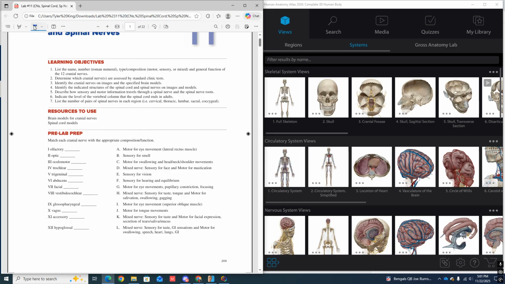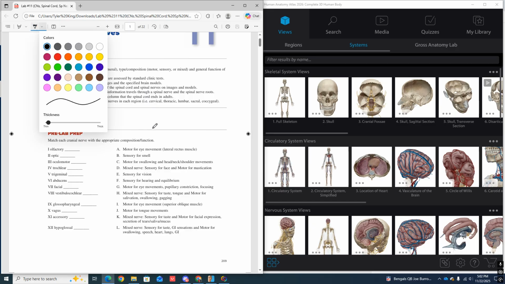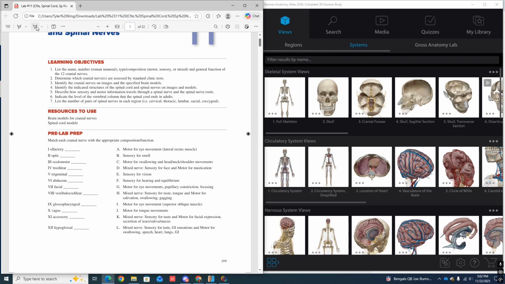So, first thing we have here is the pre-lab prep. This is stuff that should have been done before class, but I'm going to do it with you guys right now. What it's asking you is to identify the cranial nerves from a description over here, and then say which cranial nerve it is. So olfactory is relating to smell. The one that is strictly for smell is letter B over here, so we'll get that one plugged in. Optic is our sensory nerve that we use for vision. So which one is a sensory nerve just for vision? That is E here, that guy there.